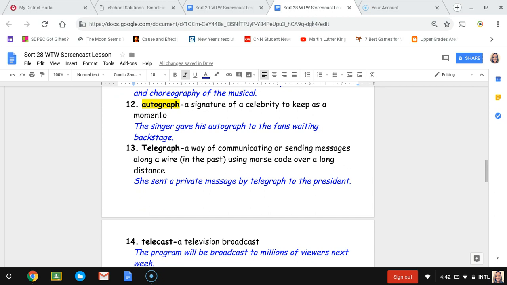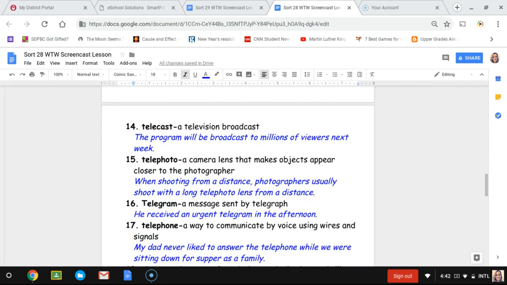Number 14, telecast. Telecast is a television broadcast. So when you watch a show and it's broadcast on television, that would be telecasting something. So the sentence that I have is, the program will be broadcast to millions of viewers next week.